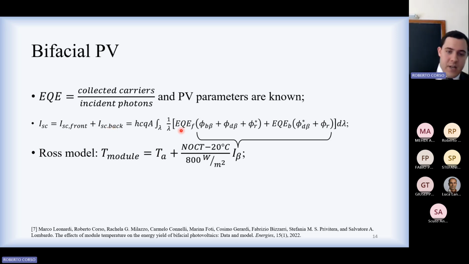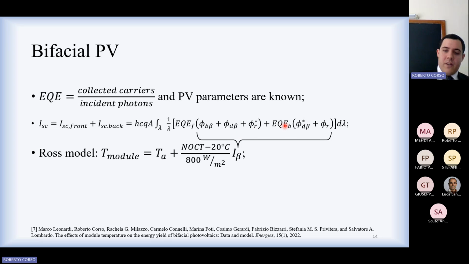Here we see the external quantum efficiency of the front of the cell, and this is put in relation with the beam component, the diffuse component on the front of the module, and the reflected component coming from those ground elements that are, let's say, in front of the module, which means to the south of the module.